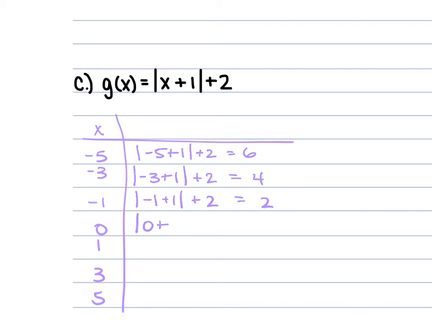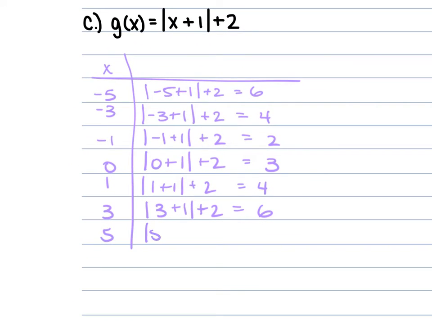The absolute value of 0 plus 1 is 1, plus 2 is 3. The absolute value of 1 plus 1 is 2, plus 2 is 4. The absolute value of 3 plus 1 is 4, plus 2 is 6. And the absolute value of 5 plus 1 is 6, plus 2 is 8.